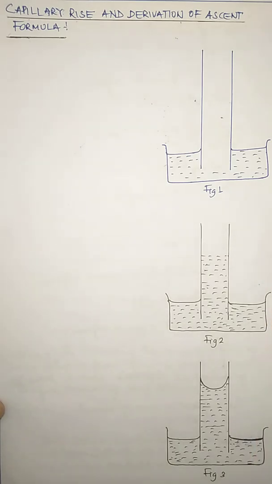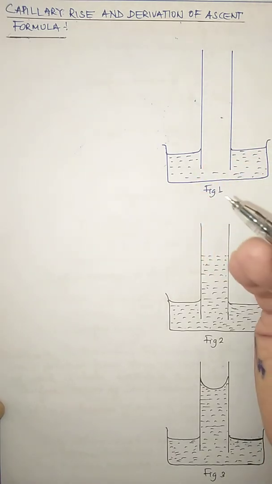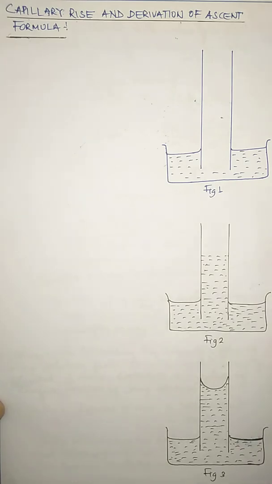Now you know which liquid, in which the tube is dipped, shows a rise in the liquid level inside the tube? Water. Because water is the liquid which wets the glass, and when a tube is dipped into a liquid which wets the glass, there is always a rise in the liquid. This rise can be expressed by the formula called the ascent formula.